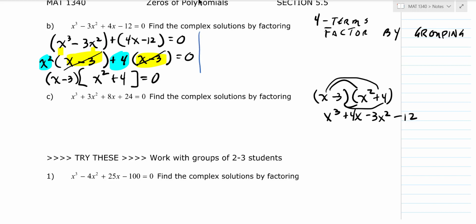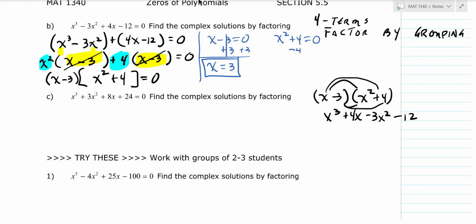Okay, so here's the next thing we do. We go ahead and set each factor equal to 0, and we're going to solve each equation separately. Okay, this one you can solve in your head. You could add 3 to both sides. So that means your first 0 is x equals 3. Okay, so we know that is a definite solution of that equation.